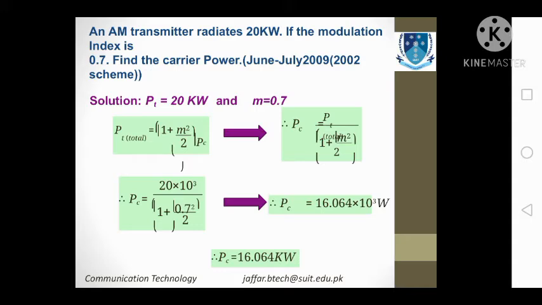So we will use again the same formula, that PT, the total power, is equal to (1 plus m square by 2) into PC, that is the power of carrier. So if you divide by 1 plus m square by 2 on the left hand side, you will get PC is equal to PT divided by (1 plus m square divided by 2).